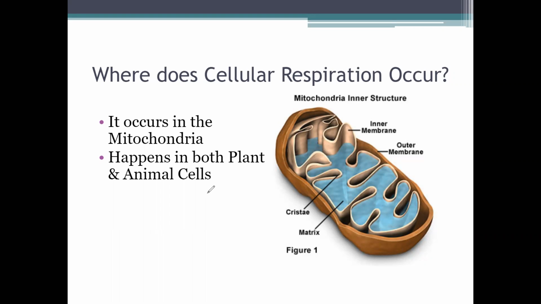Something that you may not have been aware of, though, is that it's not just animals that do cellular respiration. Plants and animals both do cellular respiration. So in the case of a plant, the plant absorbs the sun's energy, goes through photosynthesis and makes glucose, and then the plant cells use that glucose to make the ATP energy that they need to actually perform their own cellular tasks. So plants do both processes. Humans and other animals only do cellular respiration.